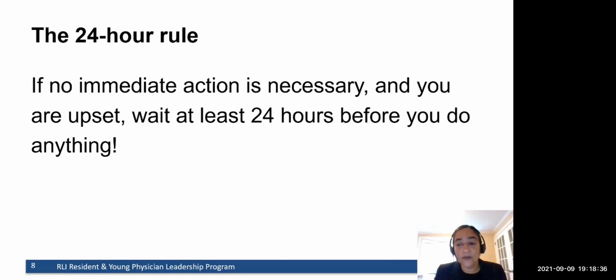So this is a rule that my mentor shared with me early on in my career. It's the 24-hour rule. If no immediate action is necessary and you're upset, wait at least 24 hours before you do anything. Things will seem much clearer in 24 hours. So if you need support from your mentors and colleagues, by all means, contact them, let them know how you're feeling, and ask for their support. But do not, under any circumstance, reach out to a journal or a grant agency in that first day after you've received their rejection.